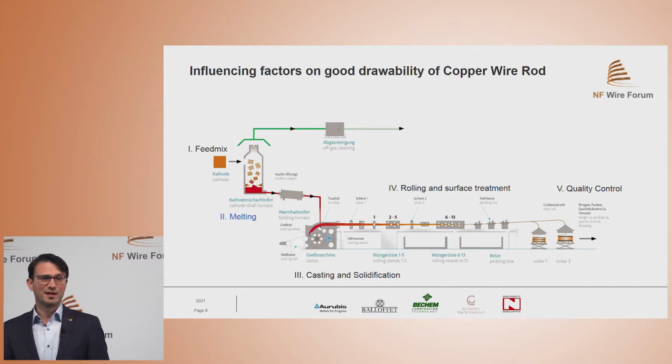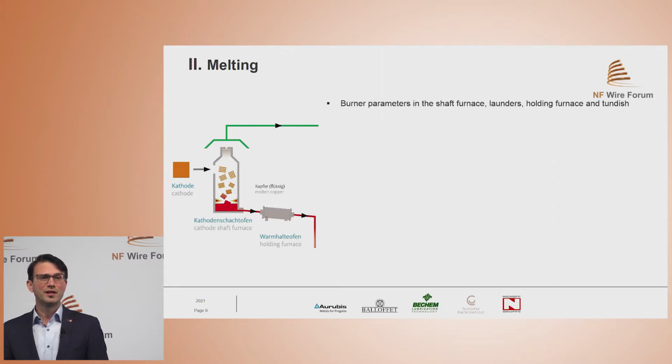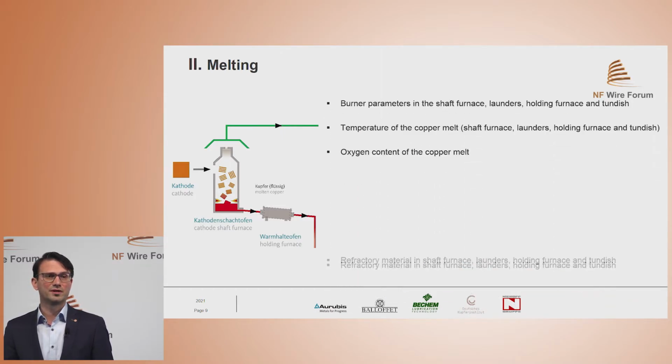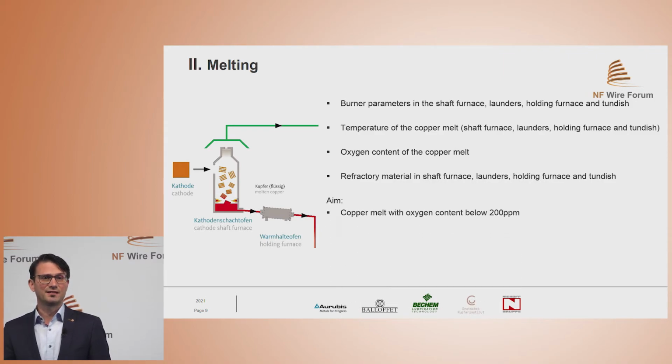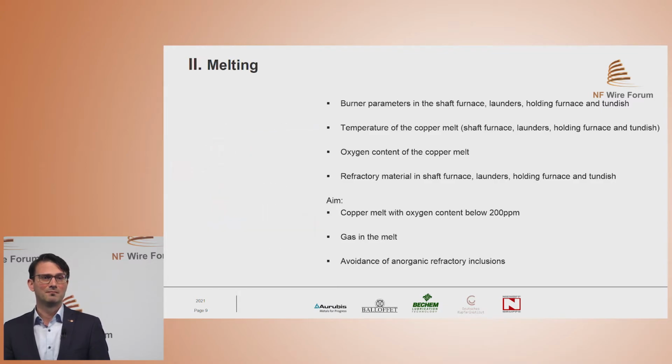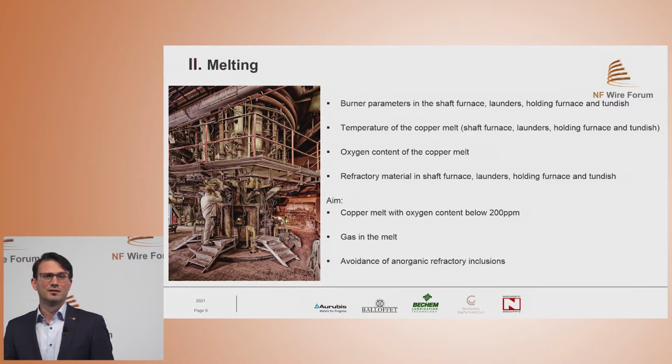The melting process is as well very important and a key success factor. What is important during melting of copper cathodes? All burners and their parameters. The copper melt temperature, the oxygen level in the melt coming from the shaft furnace, and of course the applied refractory material. The aim is to control the oxygen below 200. This is important. And the gas in the melt, and the avoidance of inorganic refractory inclusions.